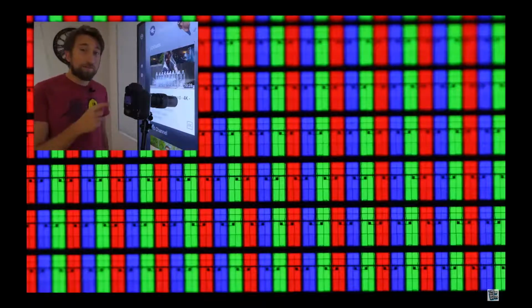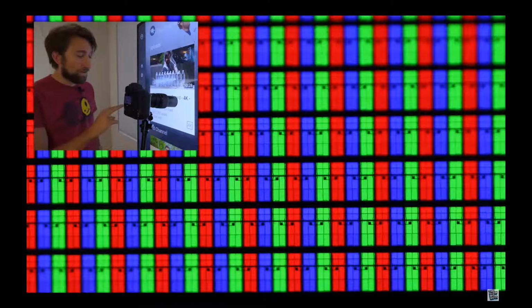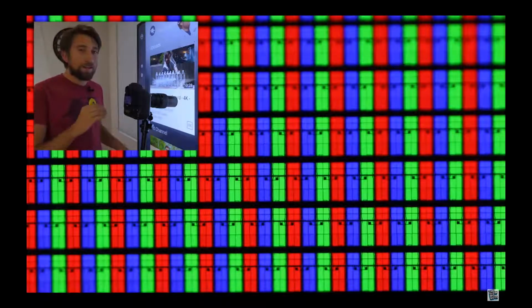All right, so let's just have a look at this up close. We're now looking at the subpixel level. A pixel is made up of 3 subpixels: red, green, and blue, RGB. You may have heard that before. And this creates the illusion of different colors. By dimming and brightening different subpixels to different intensities, this screen can create the illusion.